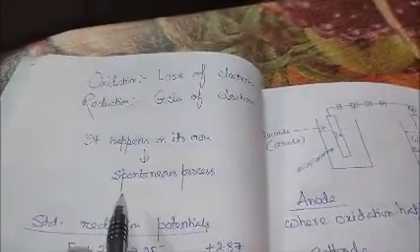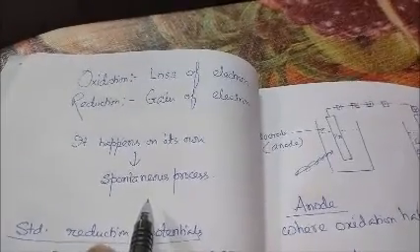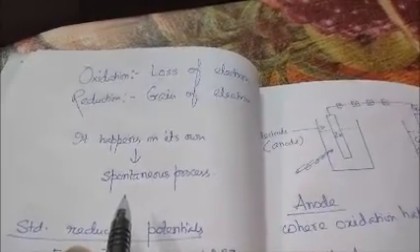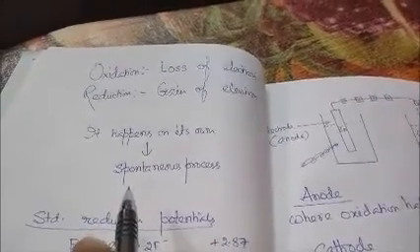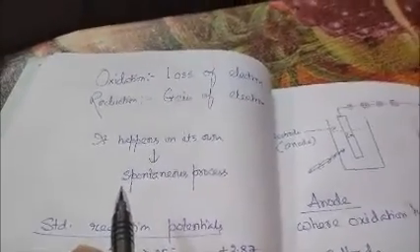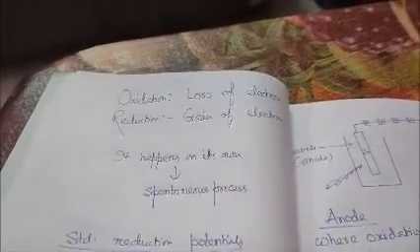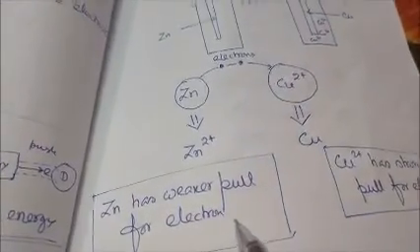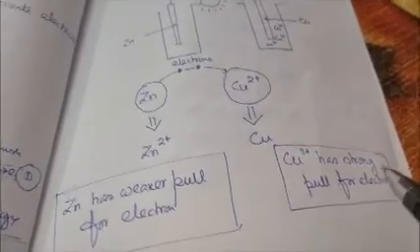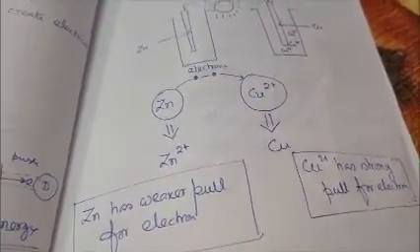So we say it is a spontaneous process. Spontaneous process means you don't require any other force from outside for this exchange of electrons to happen. So how can I understand that zinc has the weaker capacity to pull the electron and copper has the stronger capacity to pull the electron?